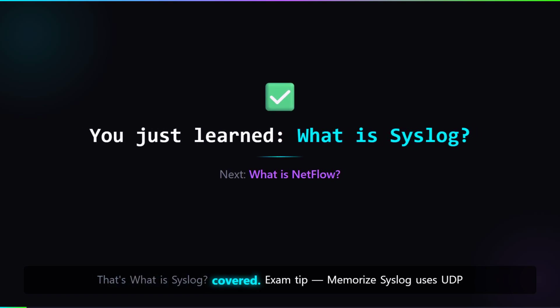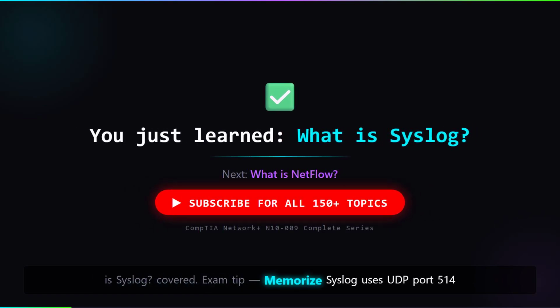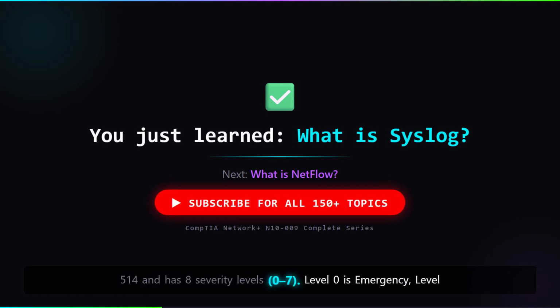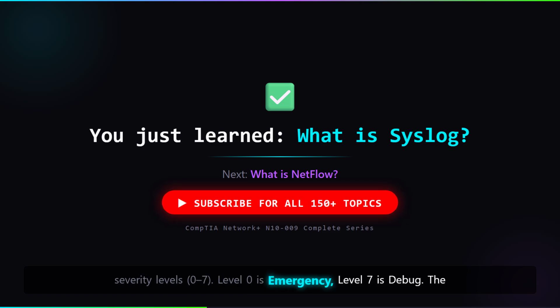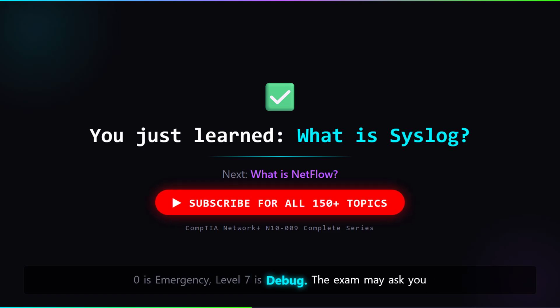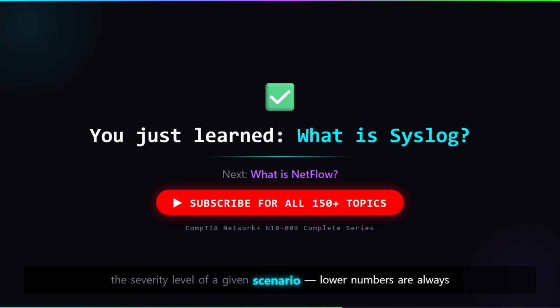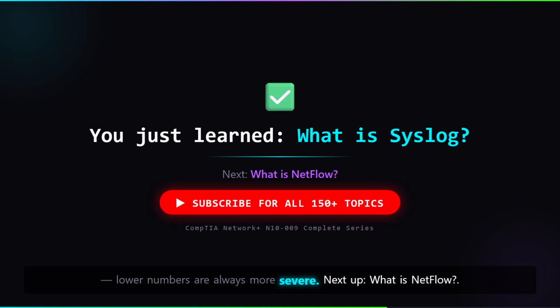That's what is Syslog covered. Exam tip: memorize Syslog uses UDP port 514 and has 8 severity levels, 0 to 7. Level 0 is emergency, level 7 is debug. The exam may ask you to identify the severity level of a given scenario. Lower numbers are always more severe.